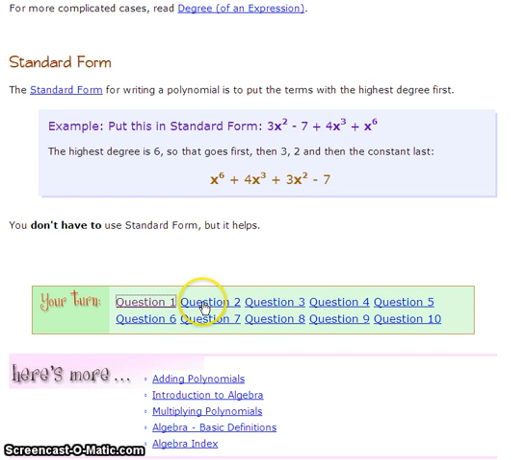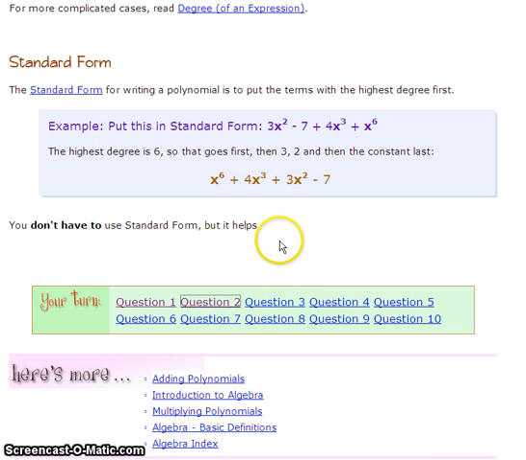Alright, question 1 doesn't want to pop up, so let's try question 2. Question 2 doesn't want to pop up. Well, what you need to do is just go to this website, and you can play around with some of these questions on your own.